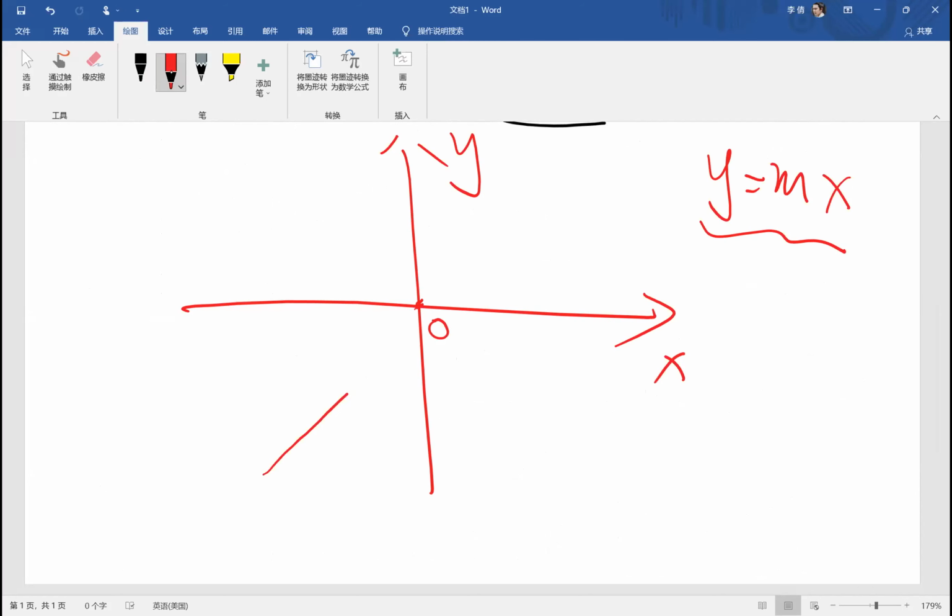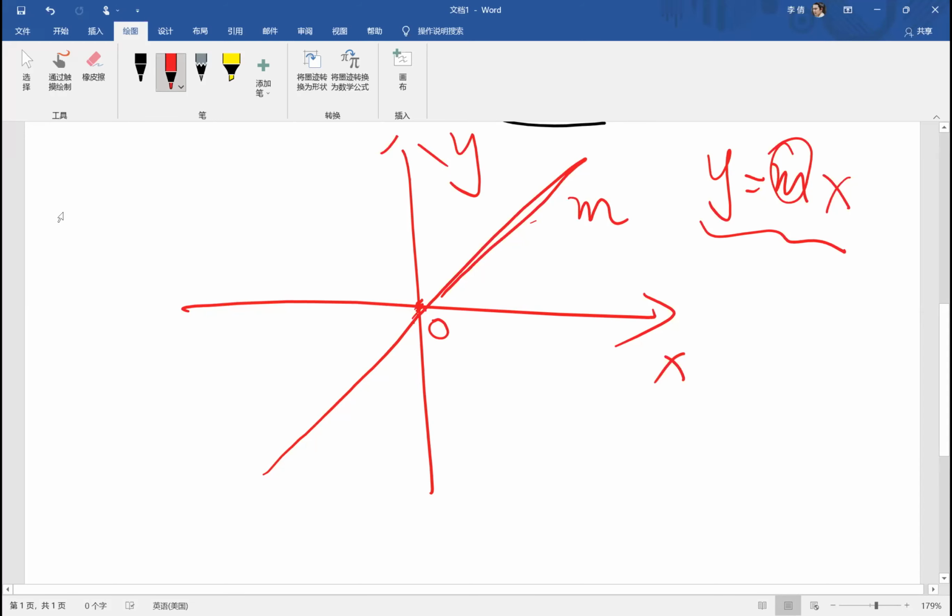And then if m is a positive number, this line goes upward to the right, uphill to the right. So this will be the line y equals mx, and the slope of this line is m. Okay, this is this line.